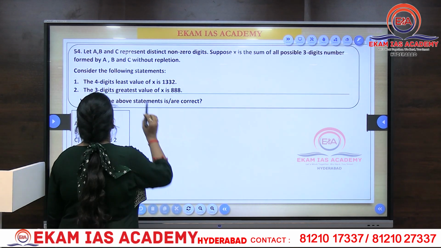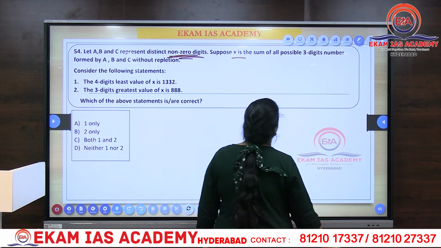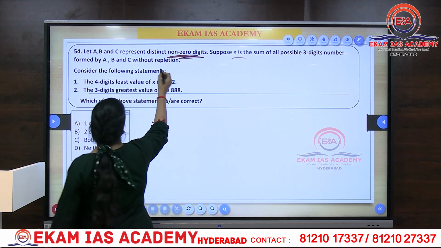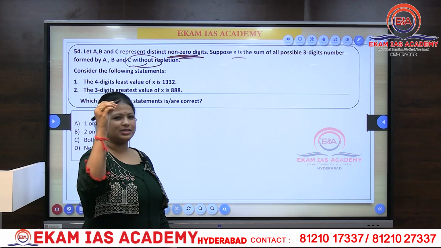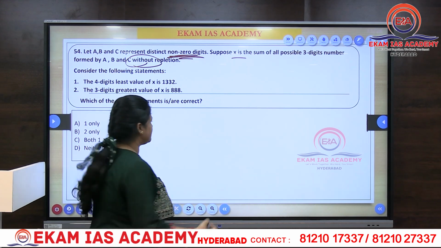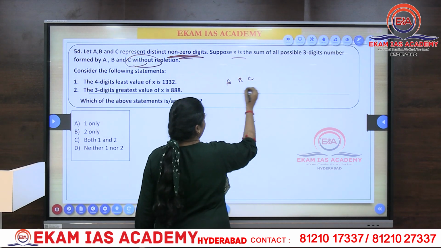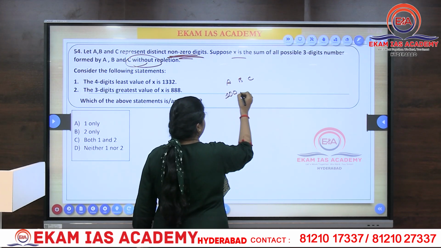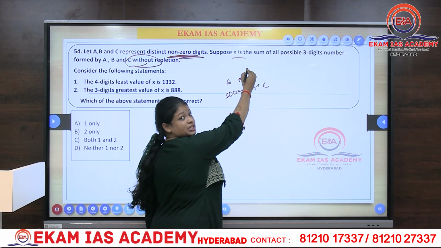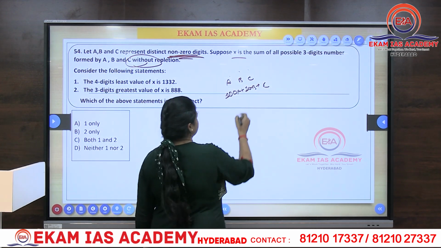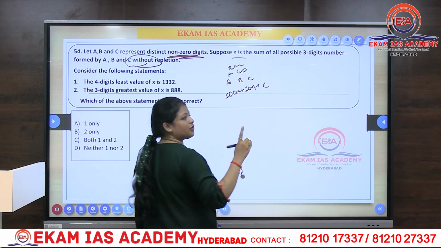Next question. Let A, B, C represent distinct non-zero digits. Suppose X is the sum of all possible 3-digit numbers formed by A, B, C without repetition. Now I am going to find out the different possibilities. ABC is a 3-digit number. So if we add this, it is 100A plus 10B plus C, in the units place, tens place, hundreds place. Got it? Yes. For different possibilities like ACB, BAC, we're going to write this.